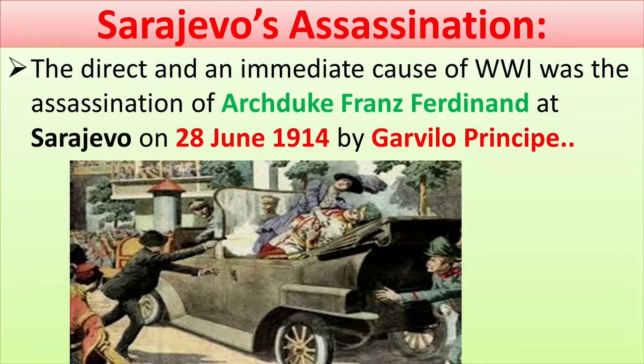And on 28th June 1914, Archduke Franz Ferdinand, the nephew of Emperor Franz Joseph, who was the heir to the throne of Austria-Hungary, was assassinated in a place known as Sarajevo. Sarajevo is in Bosnia. The assassin, the person who assassinated Archduke Franz Ferdinand, was known as Gavrilo Princip. He was a member of a Serbian terrorist organization known as the Black Hand. The organization was founded in 1911.